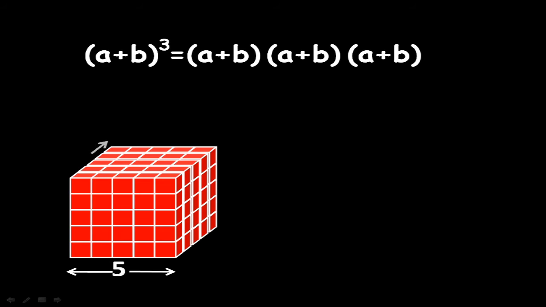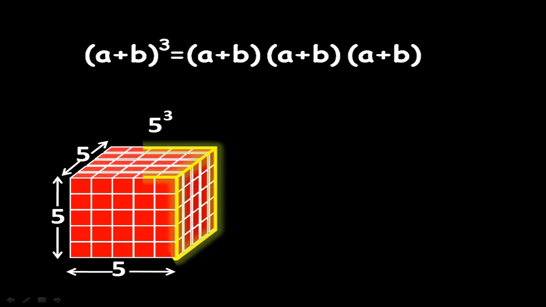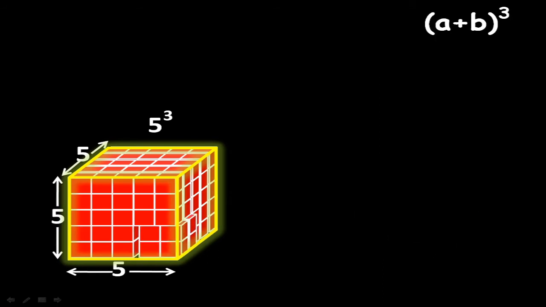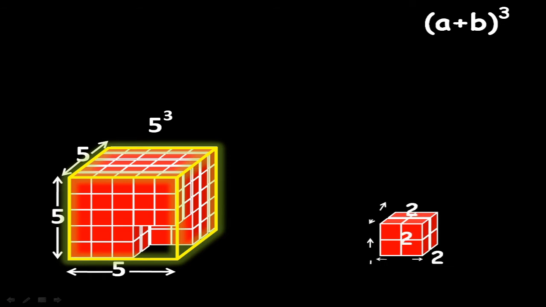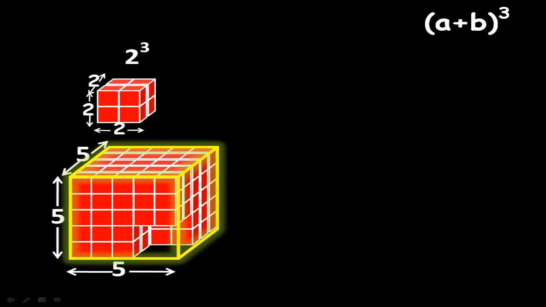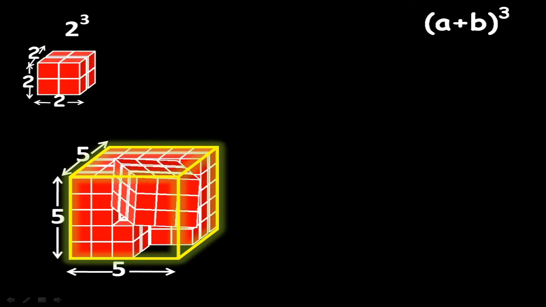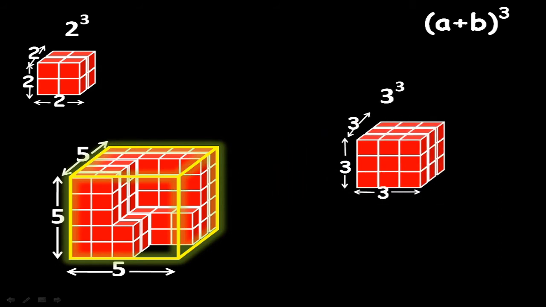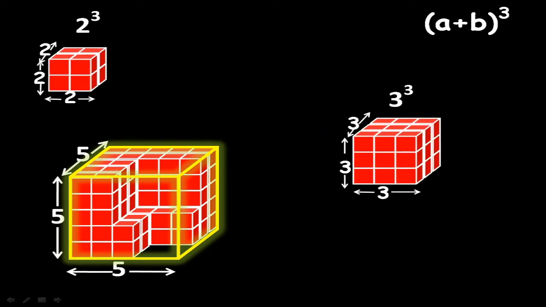Now we try to express this cube in terms of 2 and 3, as we are taking a as 2 and b as 3. Obviously we are talking about cube, so first we extract a cube. Here is the cube having side length 2 and volume will be 8 cubic units. Keep it aside, and here is another cube having side length b, that is 3. Volume will be 27 cubic units.